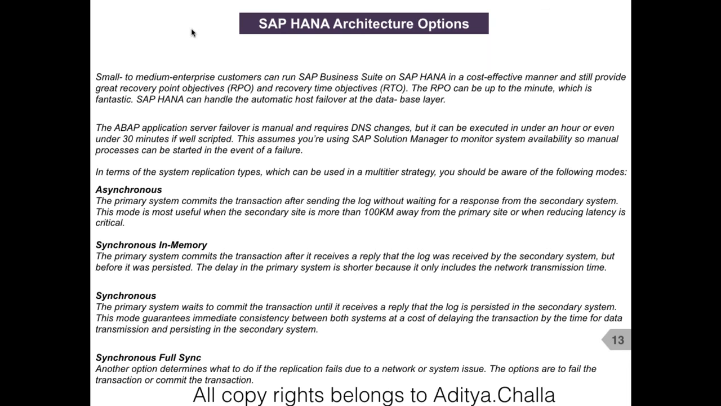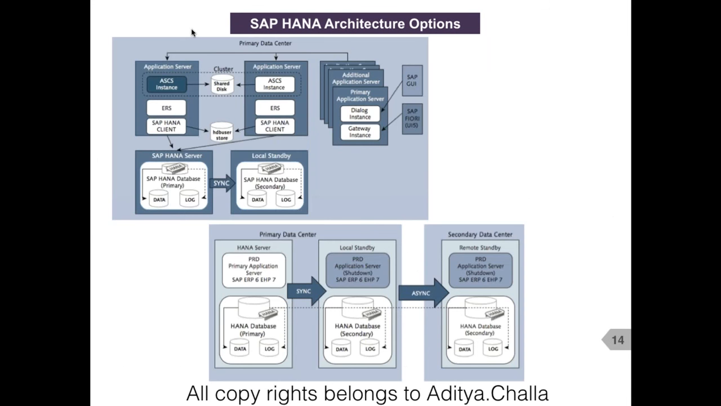Then synchronous in memory. So one second. Here you can see the structure. So here you can see synchronous and asynchronous. In the first step, you can see the application server, which shares the data, and in the second layer we can find the HANA server, which stores every piece of information and gets synchronized to the local standby. So every piece of information is updated here within the system itself.